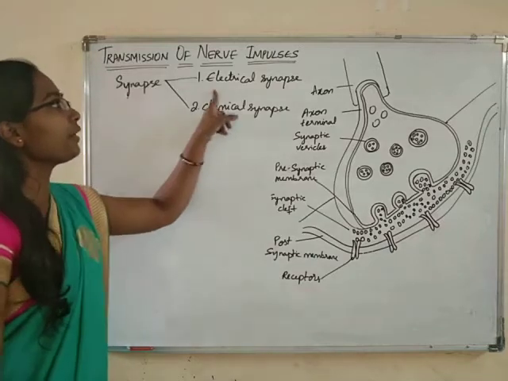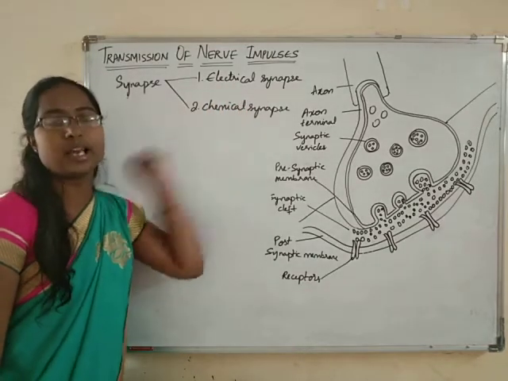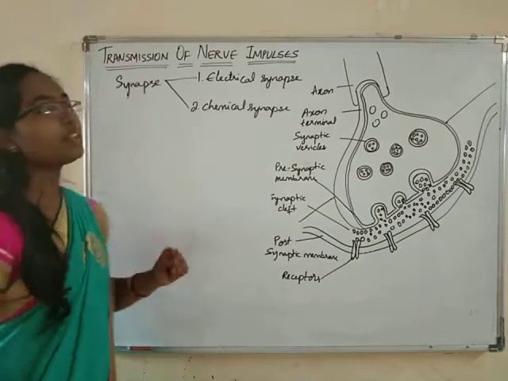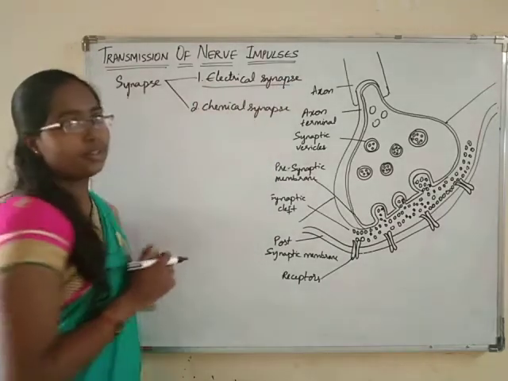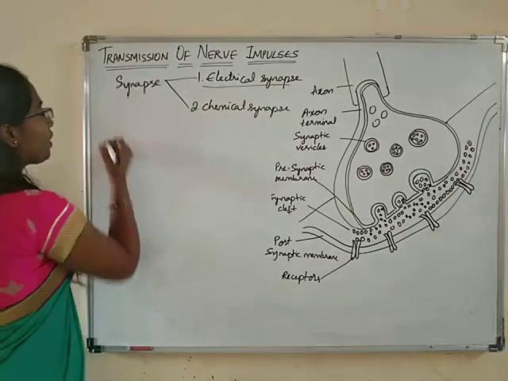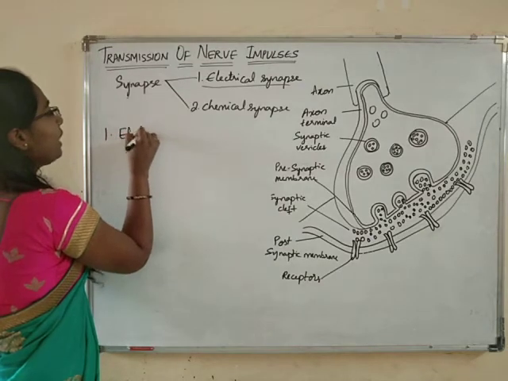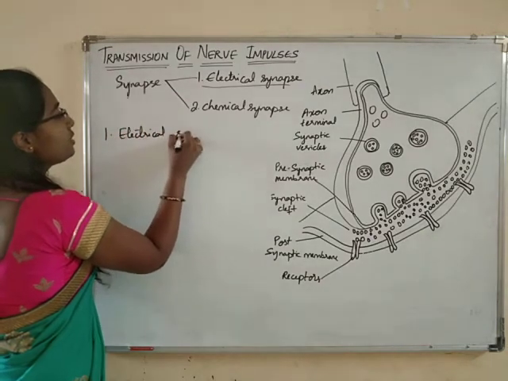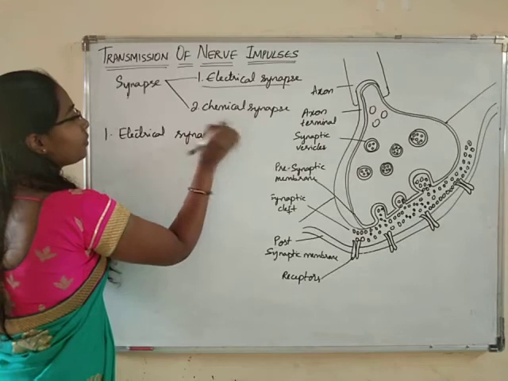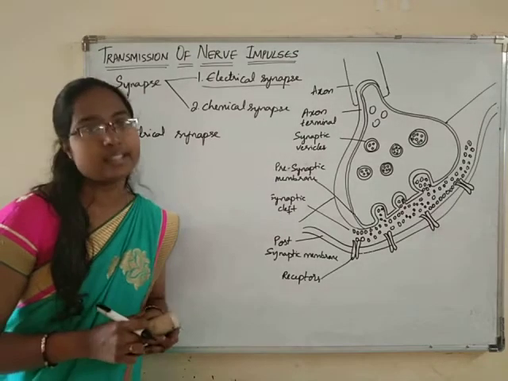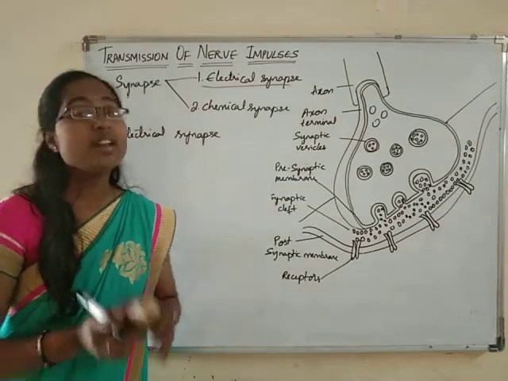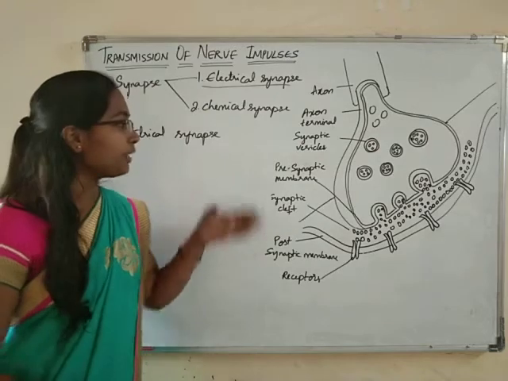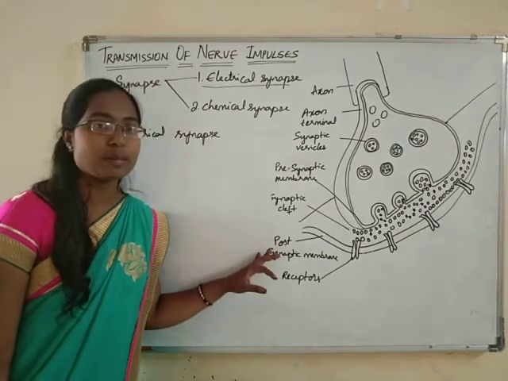They are the electrical synapse and the chemical synapse. Okay, so first we will discuss the first type of synapse, the electrical synapse. We are now going to discuss the electrical synapse. In the electrical synapse, there is not much gap between the presynaptic membrane and the postsynaptic membrane.